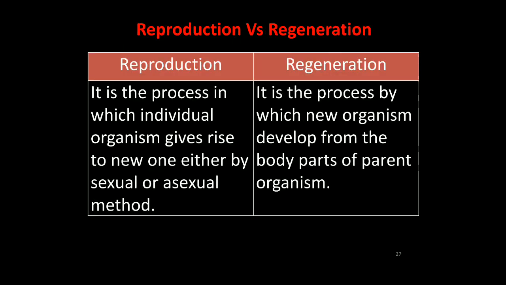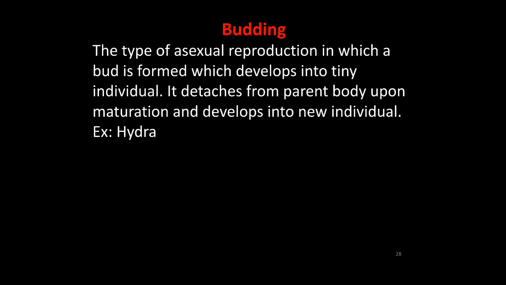Reproduction versus regeneration. Reproduction is a process in which individual organisms give rise to new ones either by sexual or asexual method. But regeneration is a process by which a new organism develops from parts of the parent body. When a part of the parent body grows back, we call it regeneration.